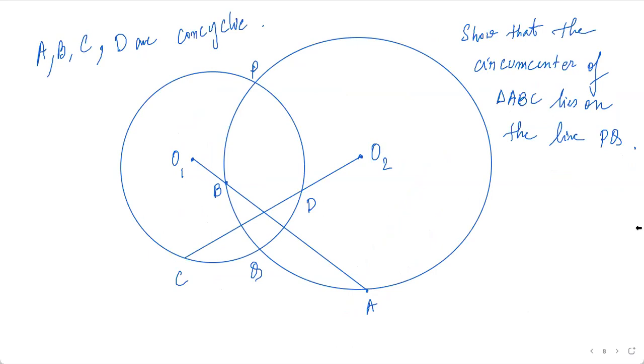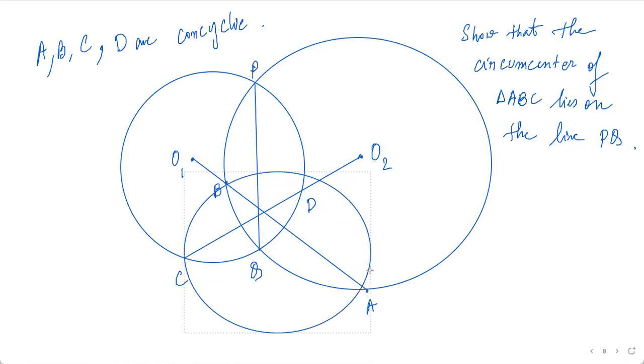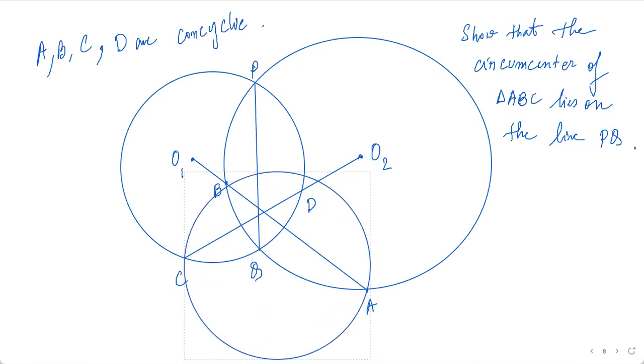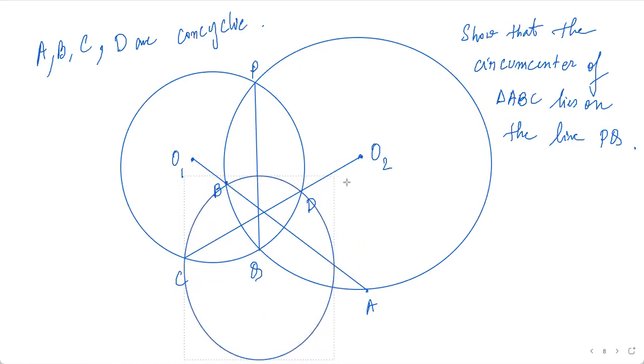So we have to show that the circumcenter of triangle ABC is lying on PQ. So let's join PQ, and also let's try to draw the circumcircle of triangle ABC.